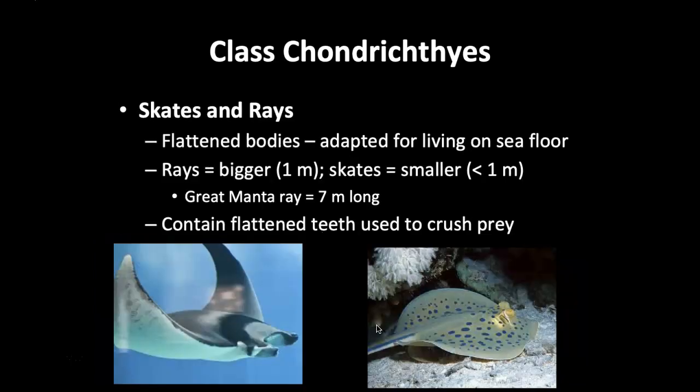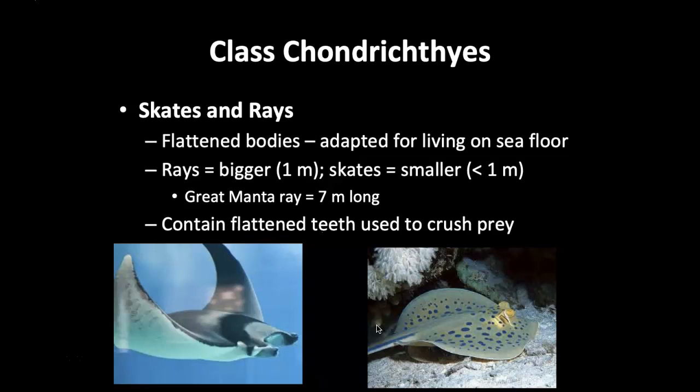Skates and rays are going to be identified by their flattened bodies. They are adapted for living on the sea floor. Rays are usually going to be a bit bigger, usually around the 1 meter range, a little bit bigger than that. And then anything lower than that is going to be classified as a skate.